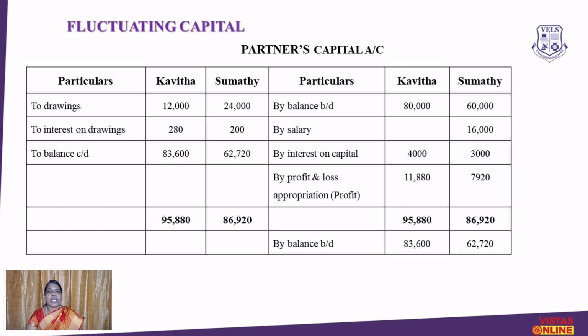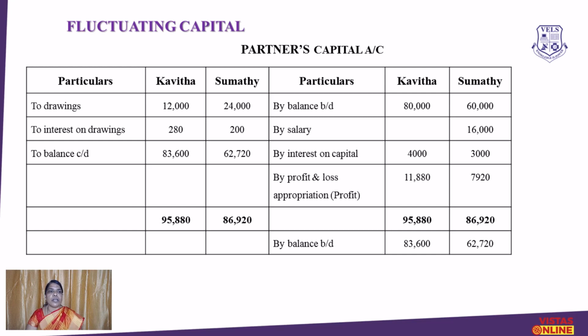Then by interest on capital. For Kavita 4,000, so we write 4,000 in the Kavita amount column. Sumati 3,000, we write 3,000 in the Sumati amount column. Then by profit and loss appropriation account. Before that we have calculated the profit in the profit and loss appropriation account and segregated it there also. That balance we have transferred here. For Kavita 11,880, for Sumati 7,920.